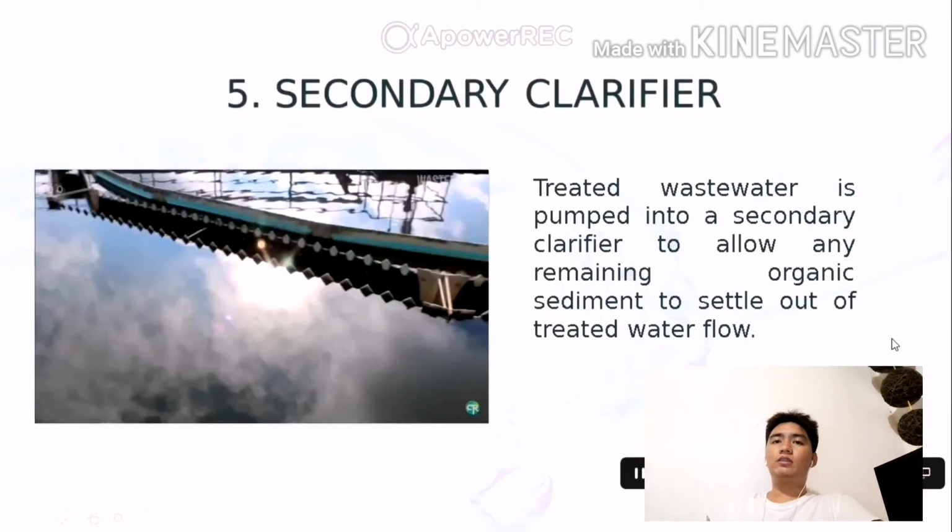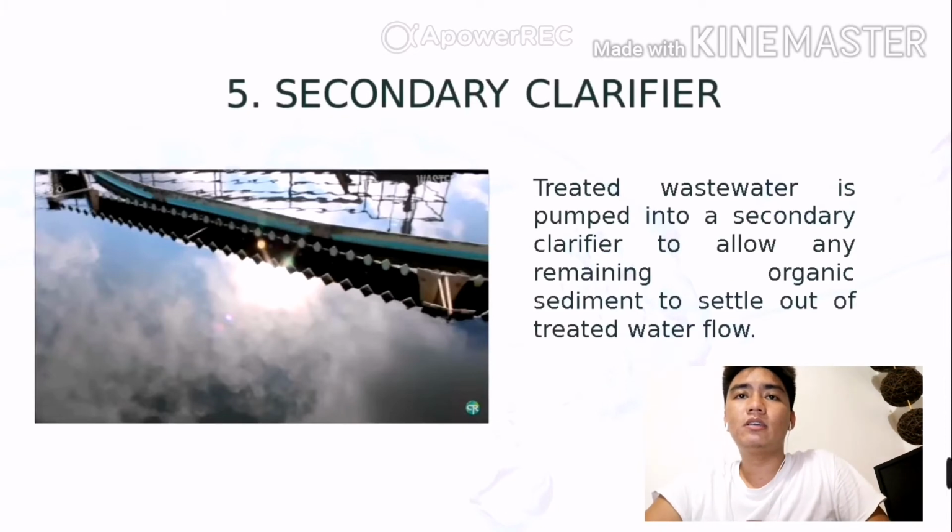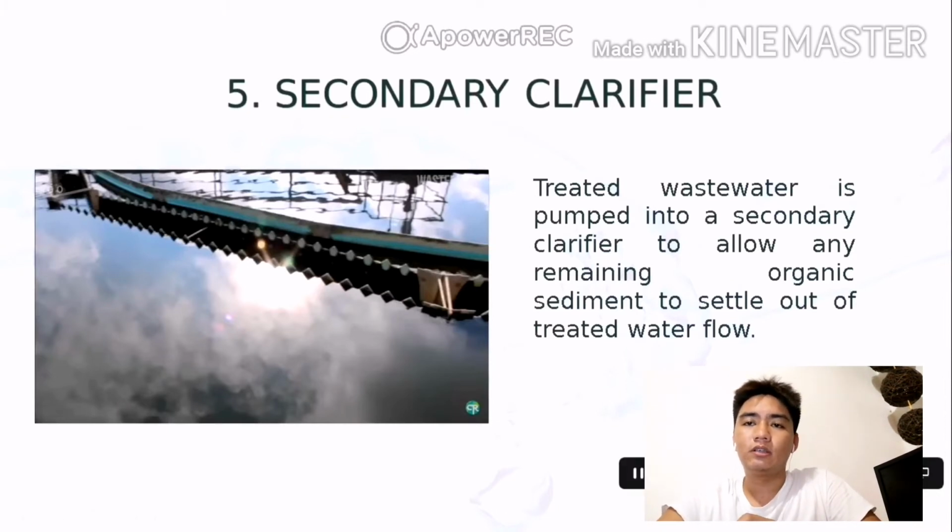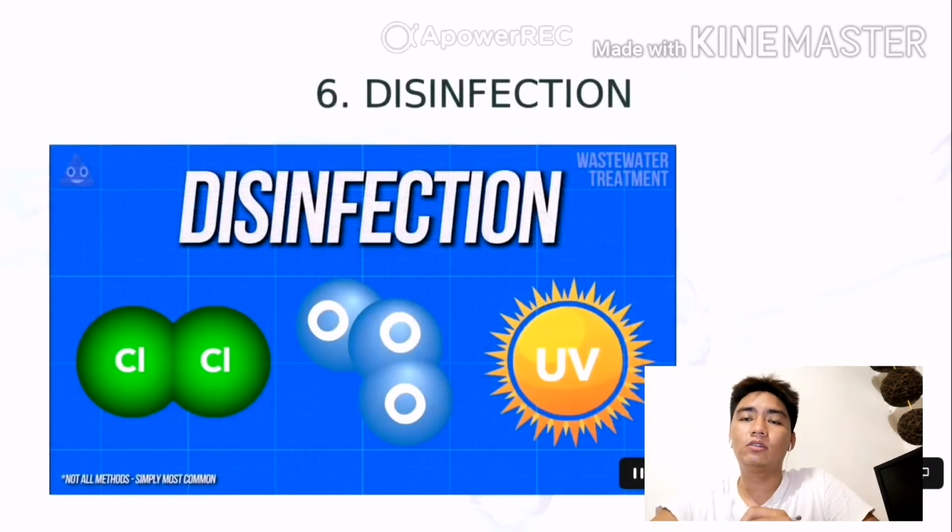Next is number 5, the secondary clarifier. Treated wastewater is pumped into a secondary clarifier to allow any remaining organic sediment to settle out of the treated water flow. As the effluent exits the aeration process, it flows into a secondary clarifier where, like the primary clarifier, any very small solids sink to the bottom of the tank. These small solids are called activated sludge and consist mostly of active bacteria.